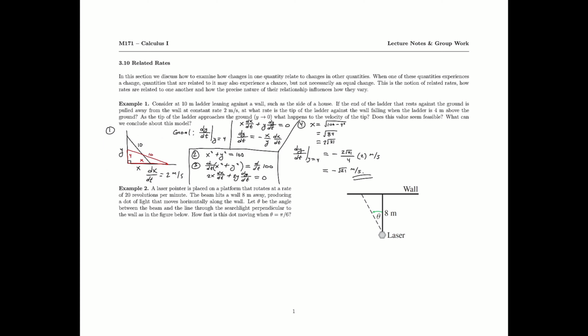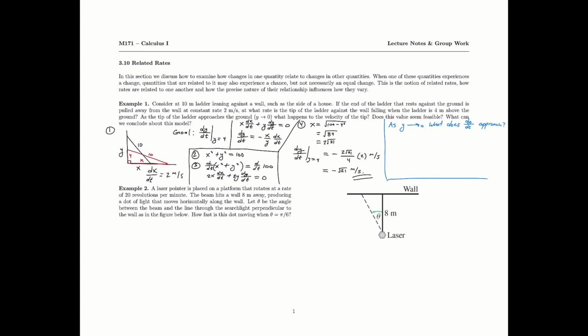All right, the follow-up question here is: as the tip of the ladder approaches the ground, so as y goes to 0, what happens to the velocity of the tip? So in other words, if we rephrase this, essentially it's asking, as y goes to 0, what does dy/dt approach?